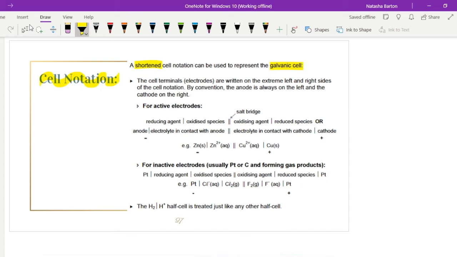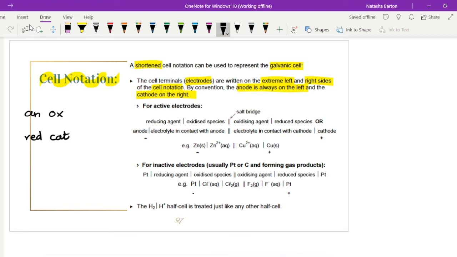In your cell notation, you will find that the electrodes tend to be written on the extreme left and right-hand sides of the cell notation. We say, by convention, the anode is always on the left and the cathode is on the right. So, just a reminder, anode is where oxidation takes place. Your cathode, red cat, is where reduction takes place.